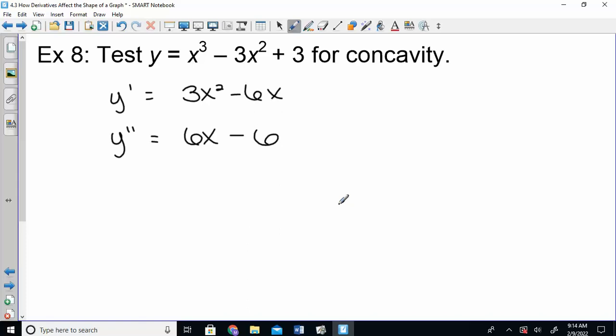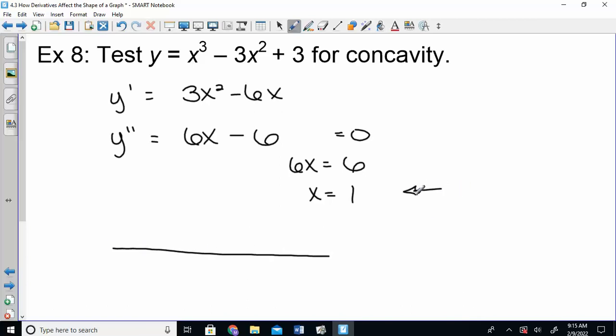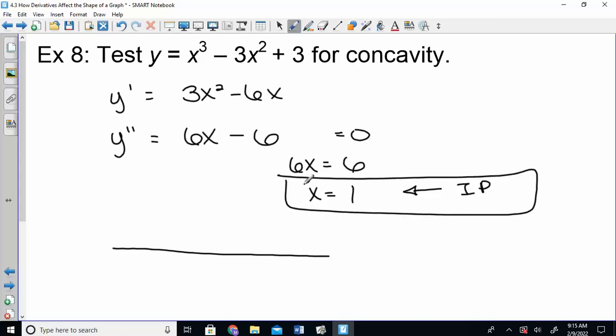Is this ever undefined? No. So we just need to figure out what makes it equal 0. And we get 1. So 1 is my inflection point. I use IP, inflection point. That is where my concavity can change.